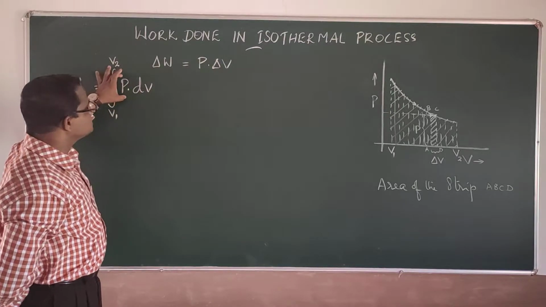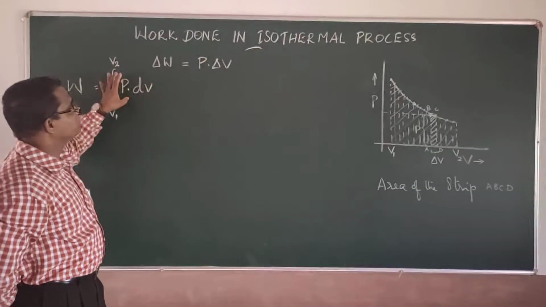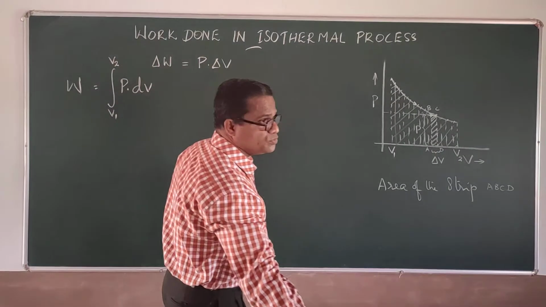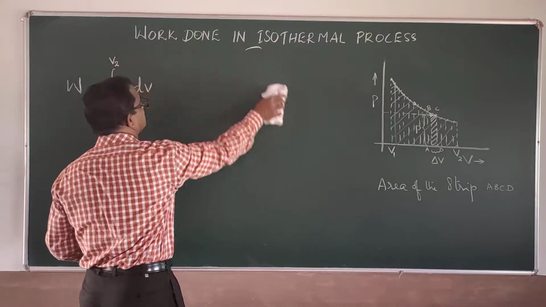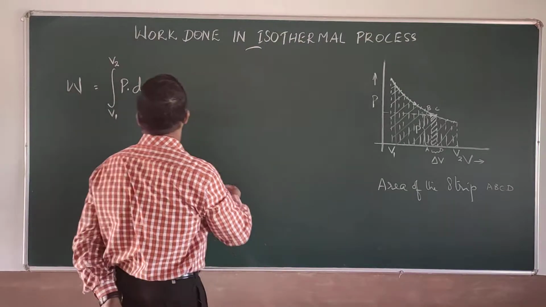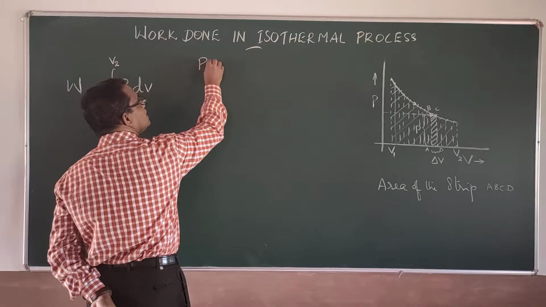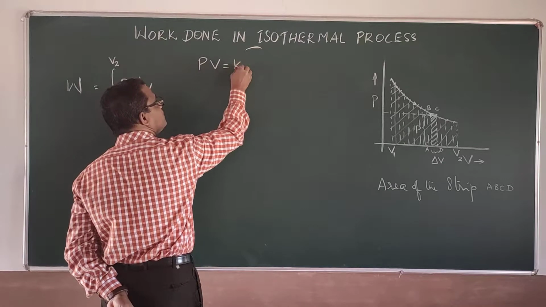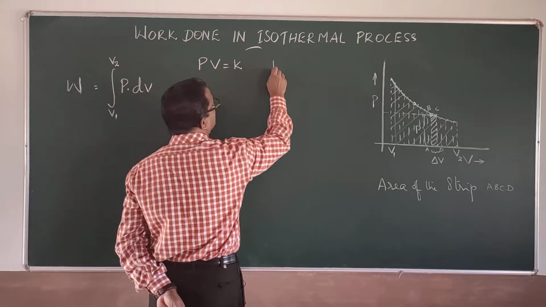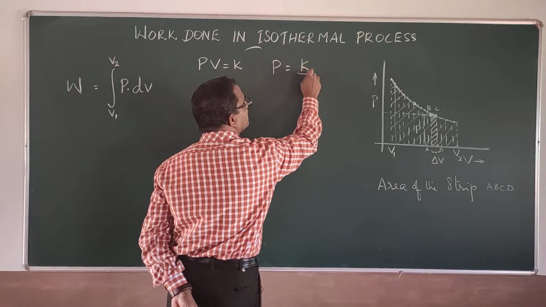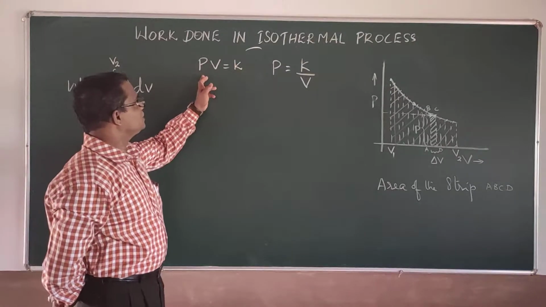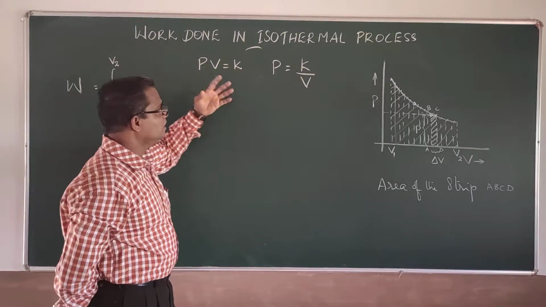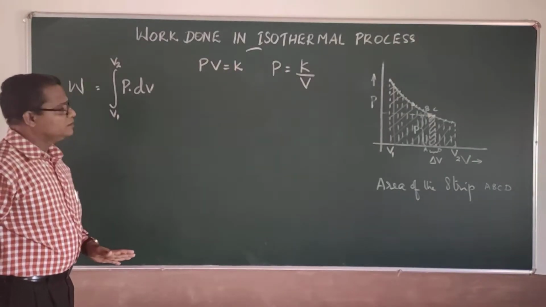But we know that P is not constant, it is also varying. Therefore, to remove that uncertainty, we have the equation of state PV equal to K, therefore P equal to K by V. So I am taking the pressure in terms of volume so that you can forget about that problem.